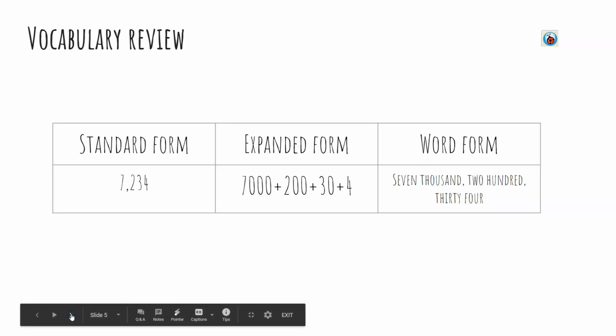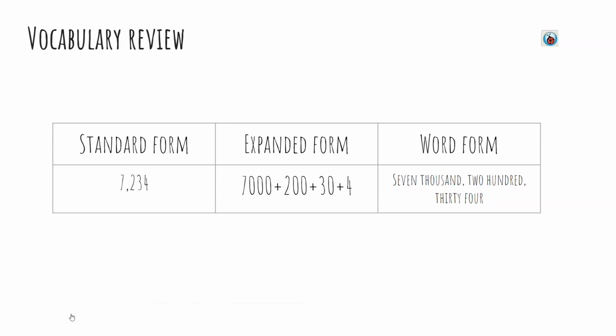Okay, so now we're gonna do a quick vocabulary review. You'll remember a minute ago in the learning target I mentioned reading and writing numbers with lots of digits, multi-digits in standard form, expanded form, and word form. And I just wanted to put some examples up here to help you remember this from back in 3rd grade when you talked about this. So standard form is just numerals. It's just the number. So we can read this number in standard form as 7,234.